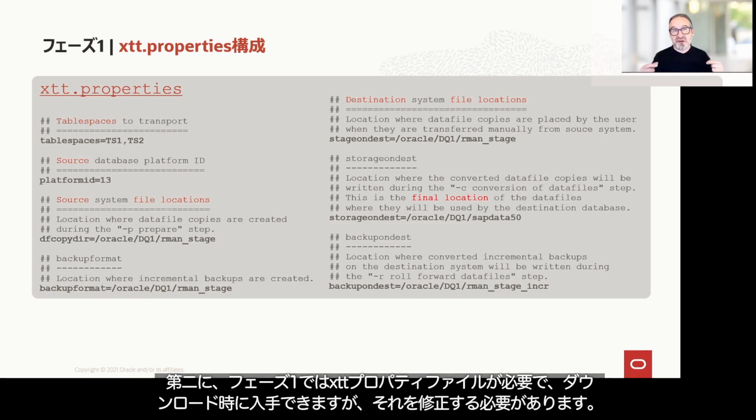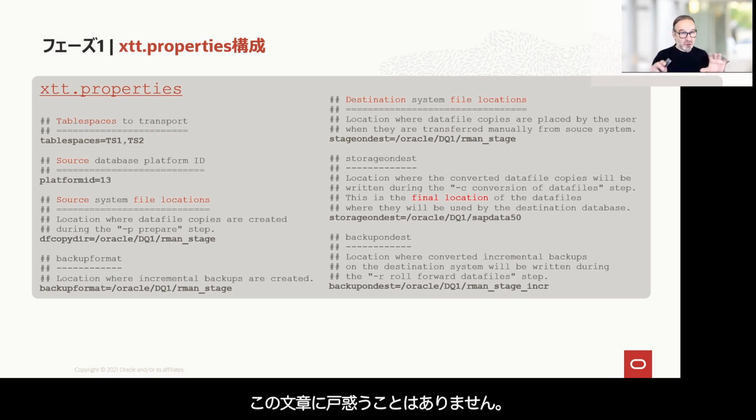Second thing is, in phase 1, we need that XTD properties file. We get it with the download, but we need to modify it. And don't be puzzled by all this text. A lot of this text is just meant for explanation.